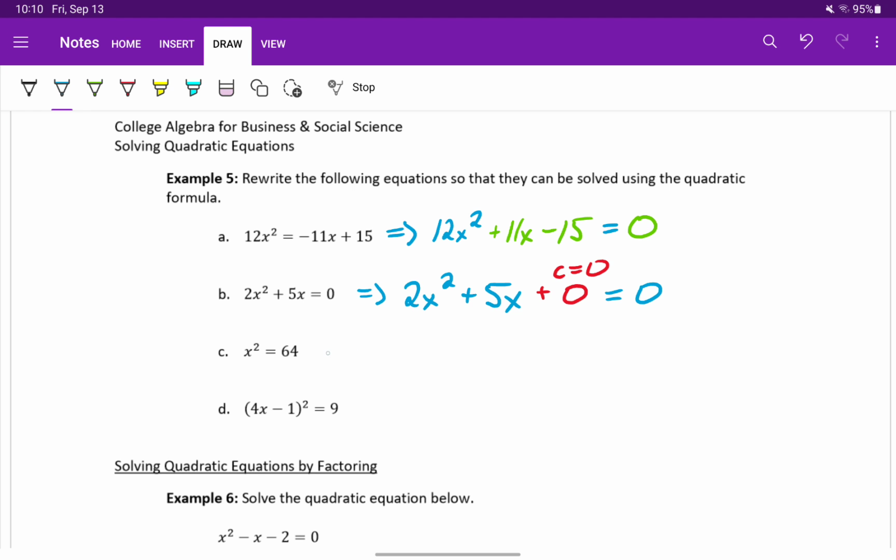In part C, we're missing, again, a term, and we have a value on the wrong side of the equation. So that term that we're missing is the x term, so we'll plug in a plus 0x, which is really just a placeholder to let us know that our value for b would be 0. And then we'll subtract 64 over to the left-hand side of the equation, giving us a quadratic equation set equal to 0.